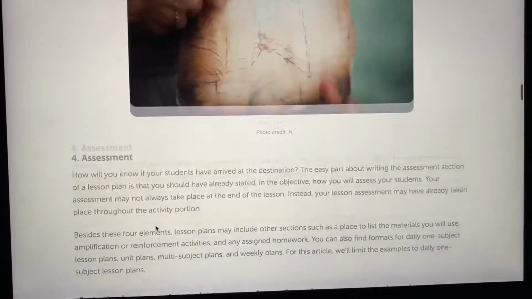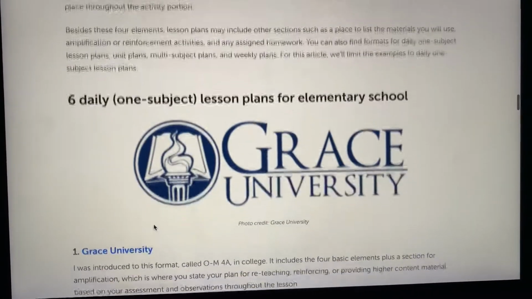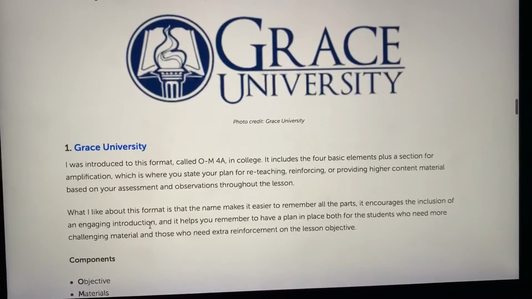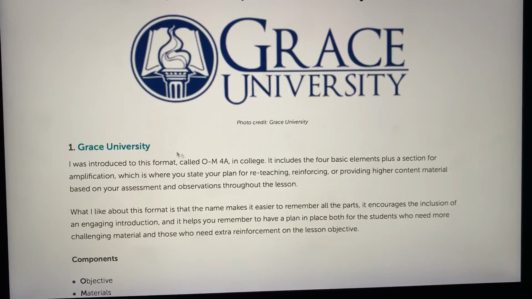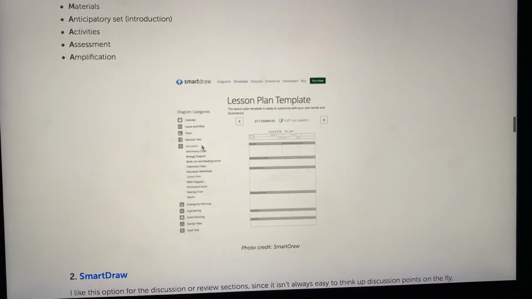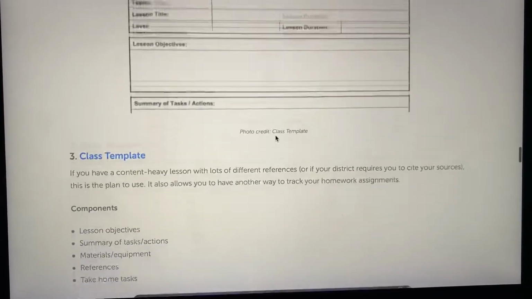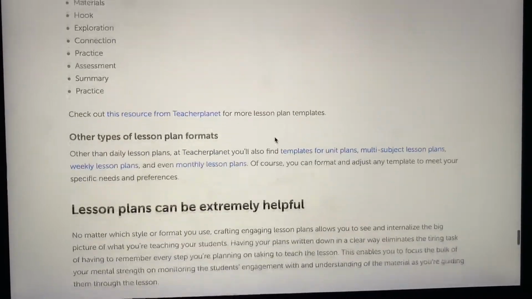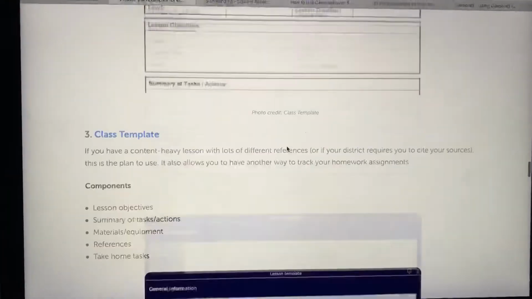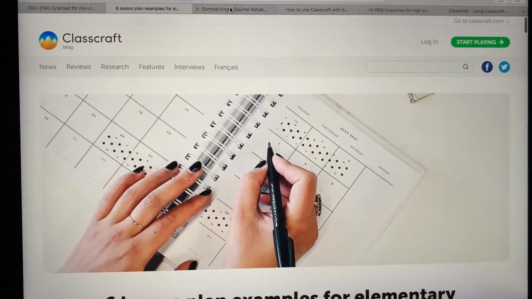They give you a really good layout of how you should write it, and then they include really great websites and other places where they give you templates or really easy ways of creating your own lesson plans specifically directed towards elementary school students, which I think is super helpful.